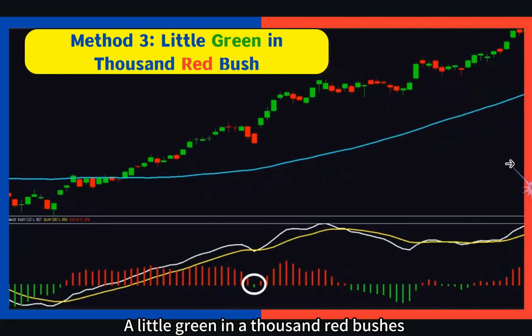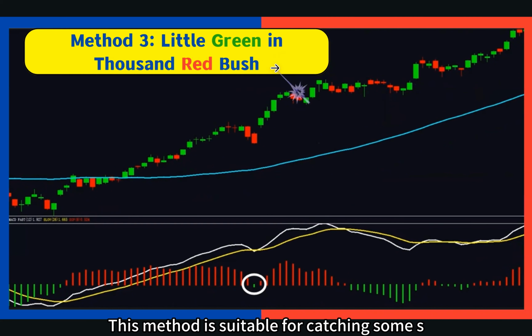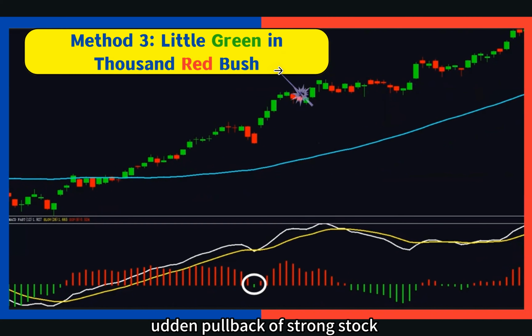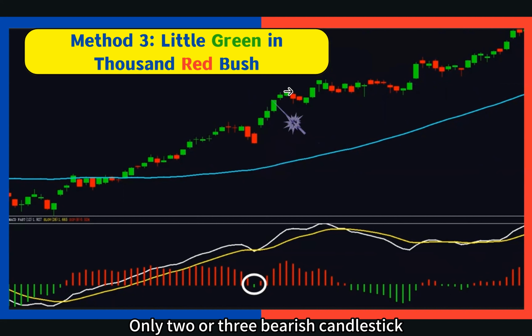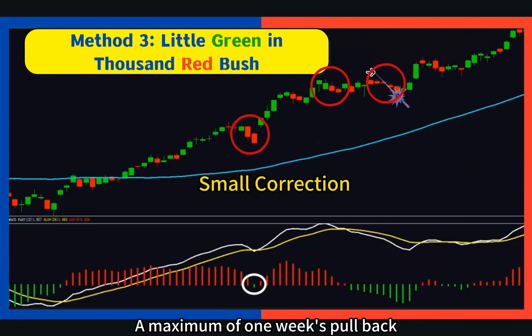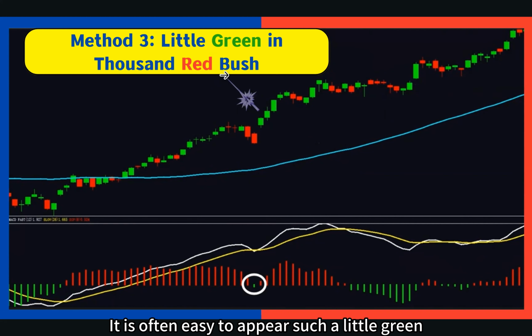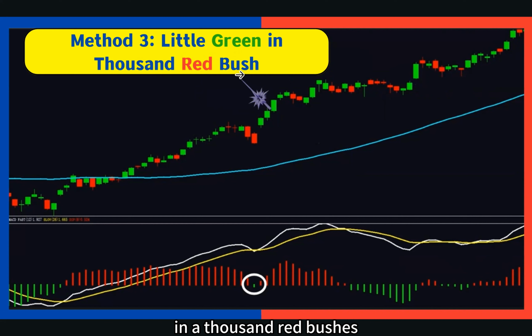Method 3. A little green in 1,000 red bushes. This method is suitable for catching some sudden pullbacks of strong stock. The pullback will start another stronger rise. Even some strong stocks in the strong rising stage have only 2 or 3 bearish candlesticks, a maximum of 1 week's pullback. It is often easy to see such a little green in 1,000 red bushes.